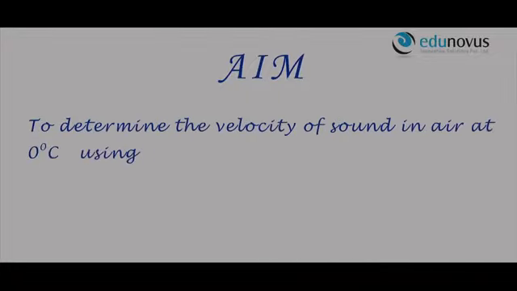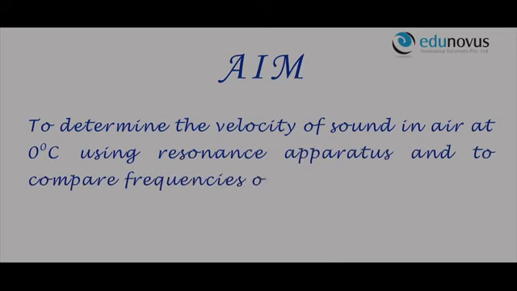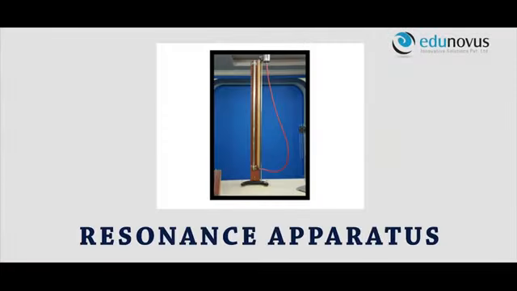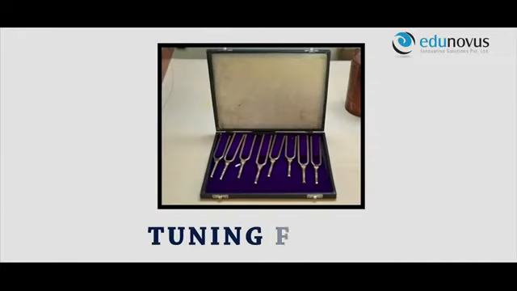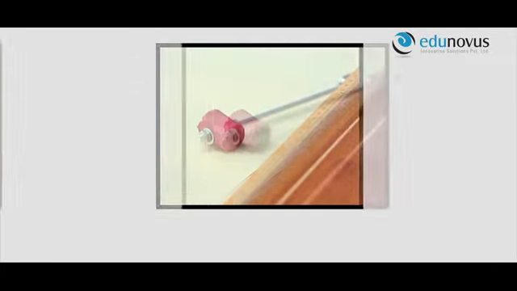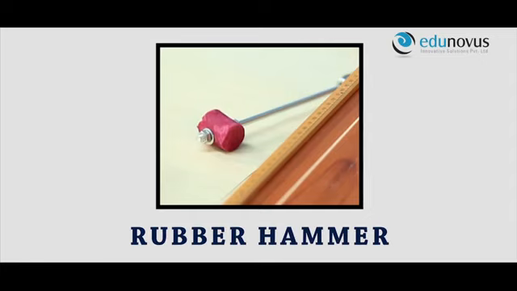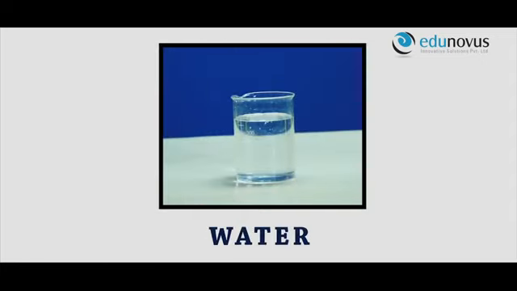Aim: to determine the velocity of sound in air at 0 degrees Celsius using resonance apparatus and to compare frequencies of given tuning forks. Apparatus: resonance apparatus, tuning forks, rubber hammer, and water.